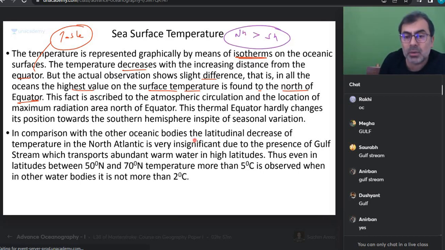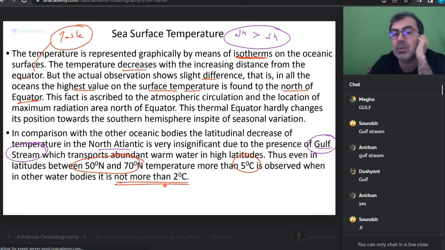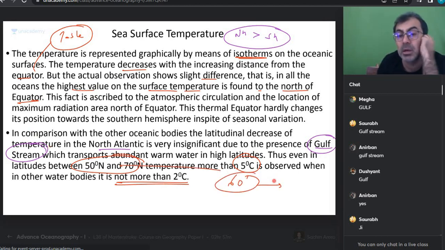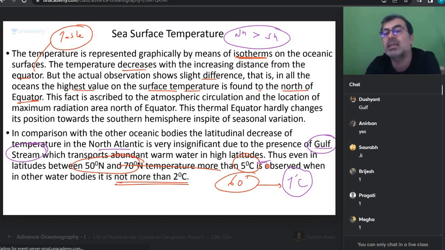In comparison to other oceanic bodies, the latitudinal decrease of air temperature of the North Atlantic is very significant due to the presence of the Gulf Stream. Have we also seen the influence of the Gulf Stream in that? Thus, even at 50 to 70 degrees north latitude, 5 degrees Celsius is there, whereas in other bodies, it is not more than 2 degrees Celsius. Is everyone okay? Did we see at 60 degrees? At 60 degrees latitude, what is the expected value of temperature from our table? 1 degree Celsius. But what is there in the North Atlantic Ocean? 5 degrees Celsius.